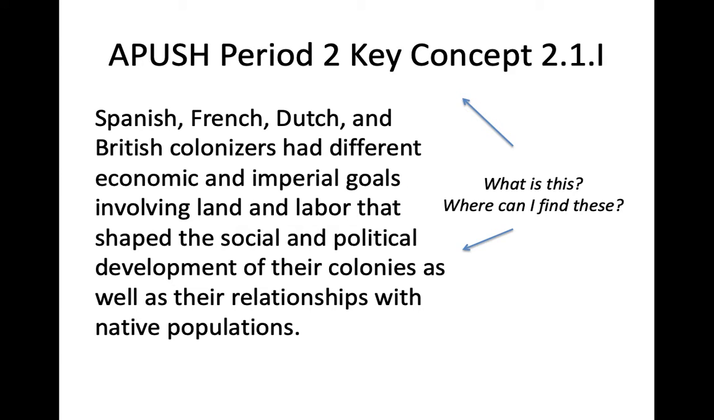Now, this is what is known in APUSH as a key concept. You can go ahead and read that. Basically, these are the broad concepts that you are responsible for on the AP exam. You can find these in the AP US History Handbook. A link to that is available on the course syllabus. You can also find them in the study guides for each unit. This is period 2 for AP US History. It's part of our Unit 1.